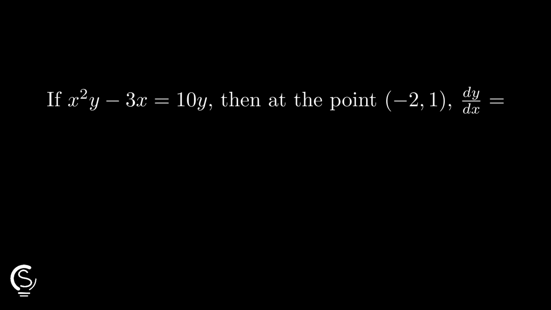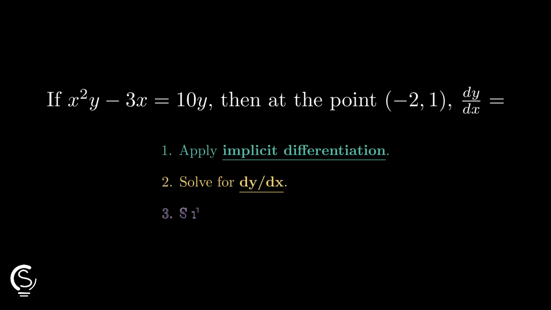Implicit differentiation is the fastest way to solve this calculus problem. Let us break down the steps to find the slope at a specific point quickly.